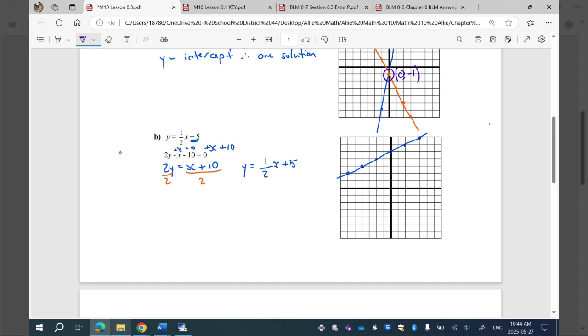So I don't know if I'll be able to show this that well, but our lines are exactly the same. So we could have same slope, same y-intercept, same formula, same equation. So we have infinitely many solutions.